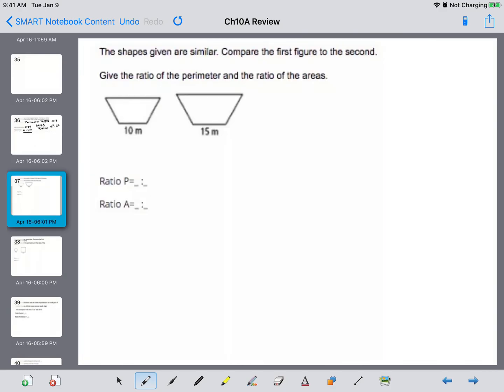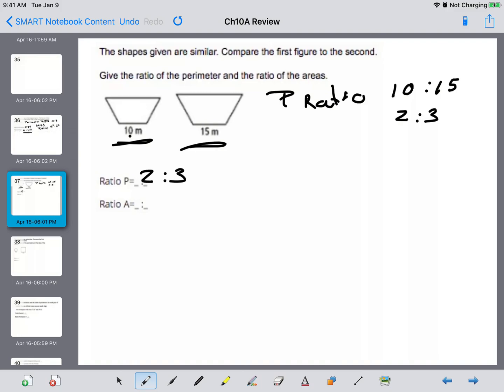Now, moving on, same idea here. We have two relationships. These are sides. This is my perimeter ratio, my P ratio, my ratio of perimeters. It is 10 to 15, but all ratios have to be reduced. So in order to reduce that, both of them have 5 in it, it's 2 to 3. So my answer here, 2 to 3.